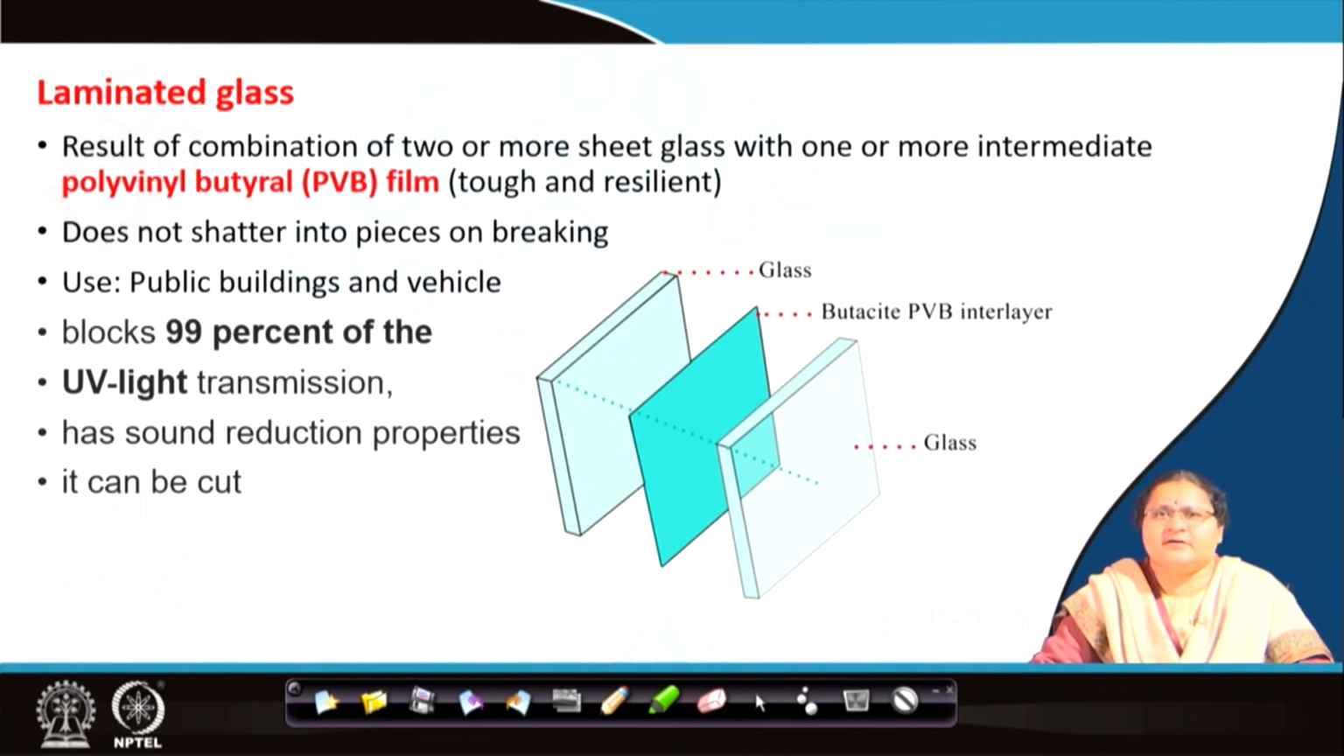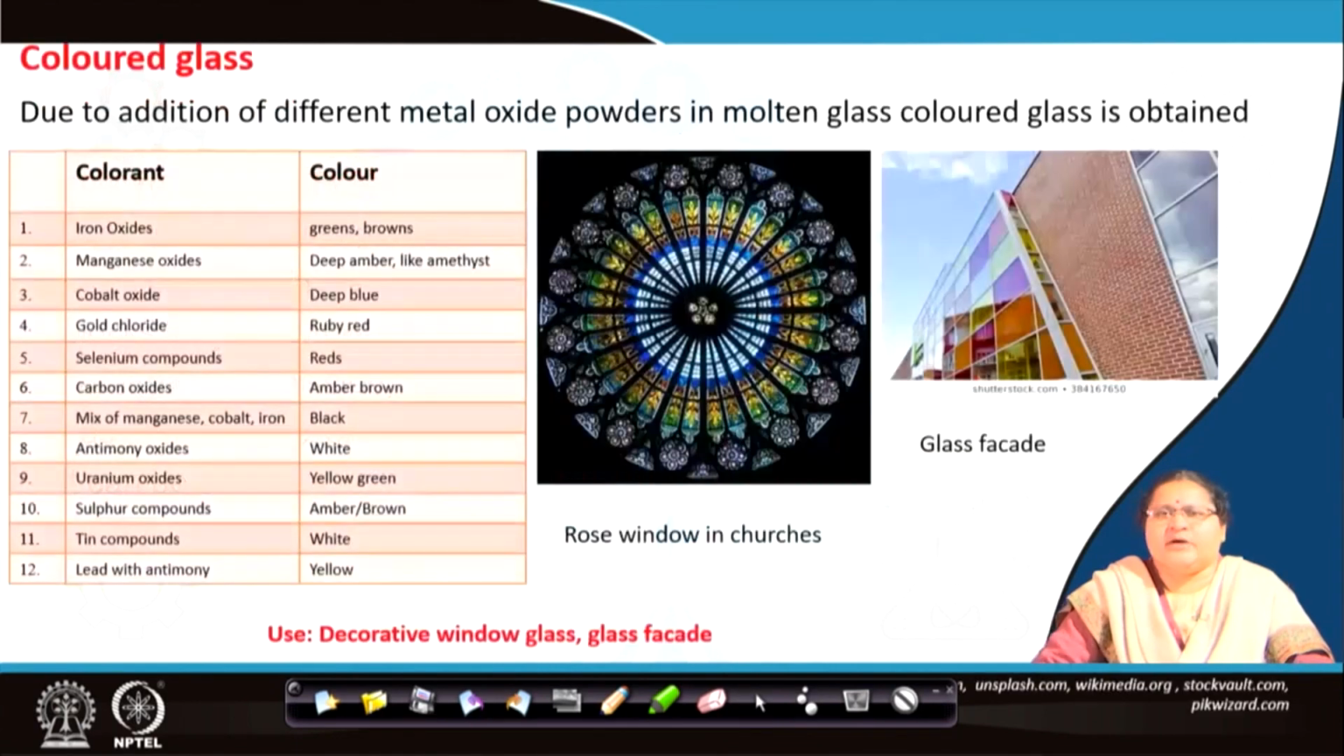So, considering these two properties, you can make use of them in the building. Now, the other is colored glass, which I have told you several times. It is due to the addition of different metal oxide powders in molten glass. So, you have to plan for it. When it is being made, you have to put that particular metal oxide in the mix, in the viscous liquid, so that it forms that color.